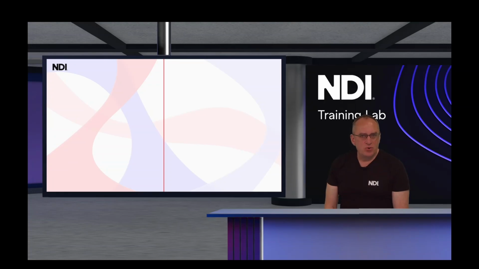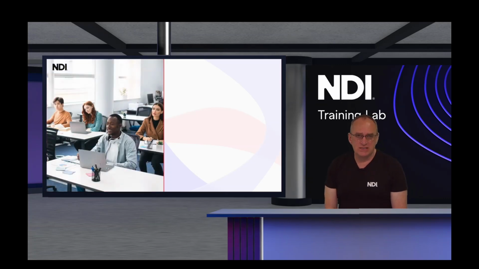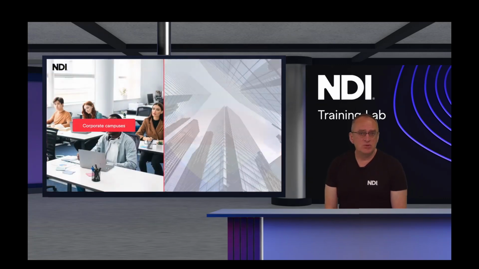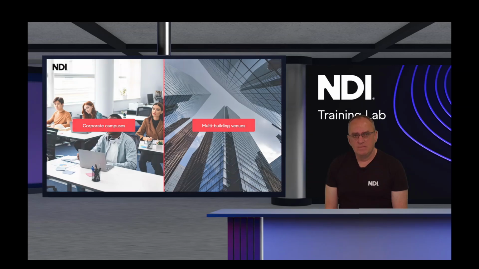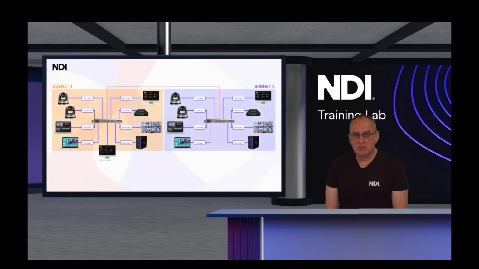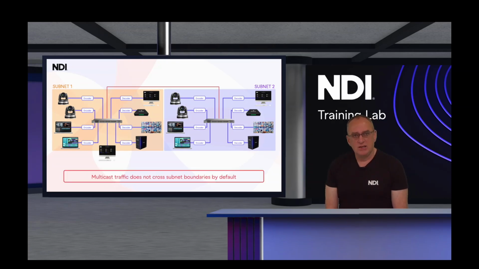As NDI systems grow, it's common to distribute sources across multiple subnets, for example, in large production facilities, corporate campuses, or multi-building venues. While unicast NDI streams can be routed manually between subnets, multicast traffic does not cross subnet boundaries by default. This is because routers block multicast unless they're specifically configured to support it.